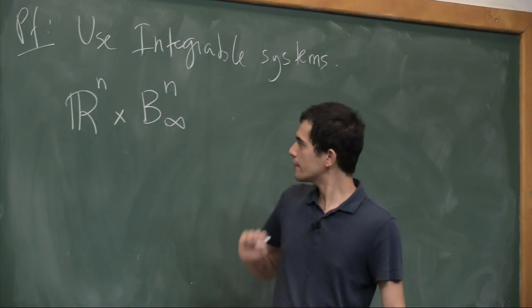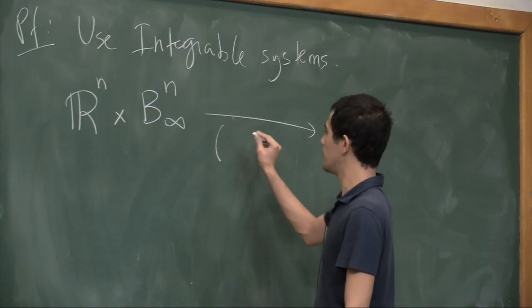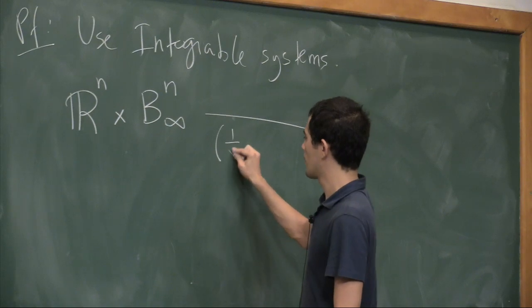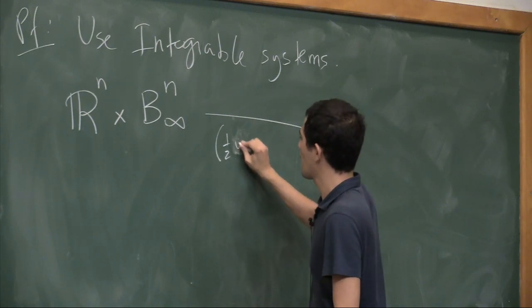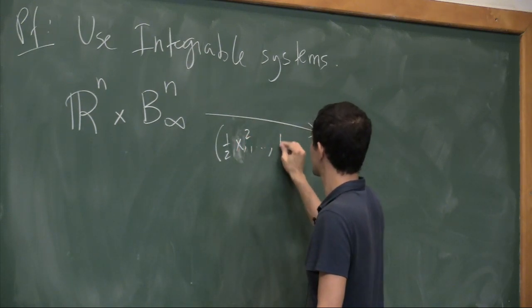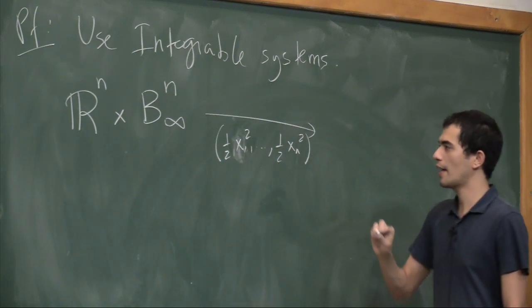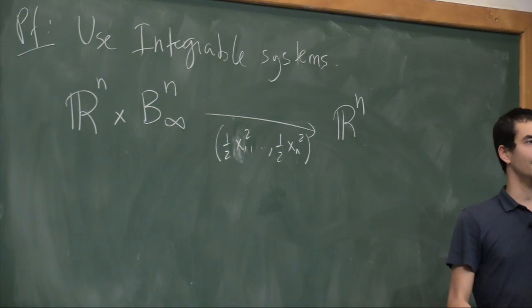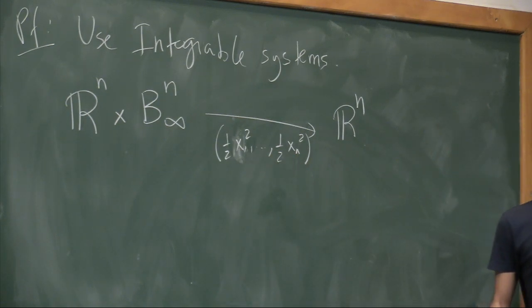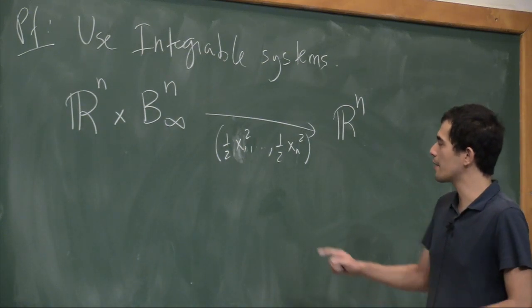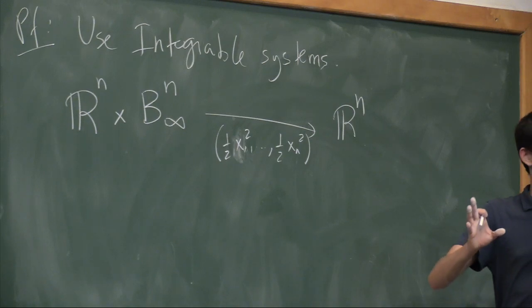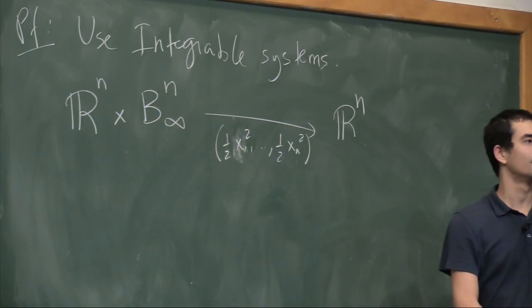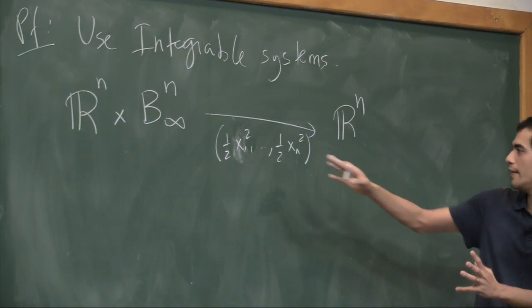You can consider the following system: 1/2 x1 squared, through 1/2 xn squared. So that will give you a map into Rn. And this system is integrable. And what's amazing here is that these variables are all independent. That's because we're taking the product with the cube. Because we're taking the product with the cube, somehow these variables are all independent.